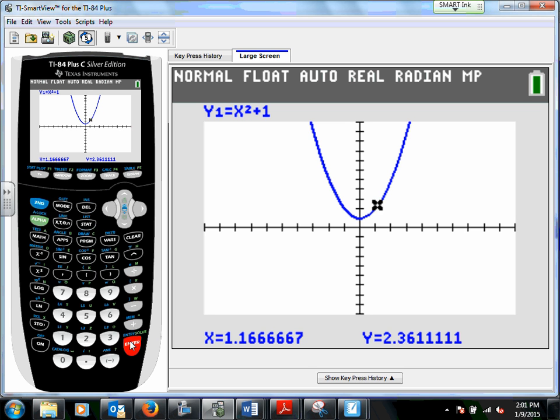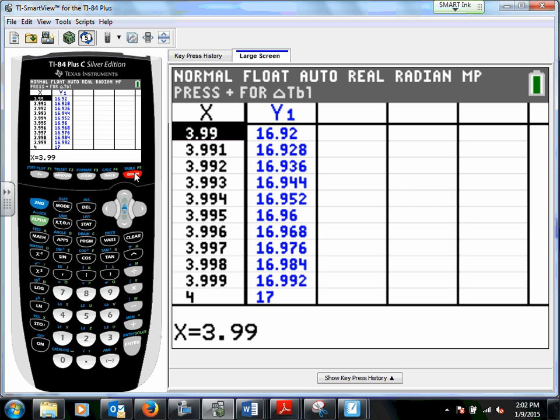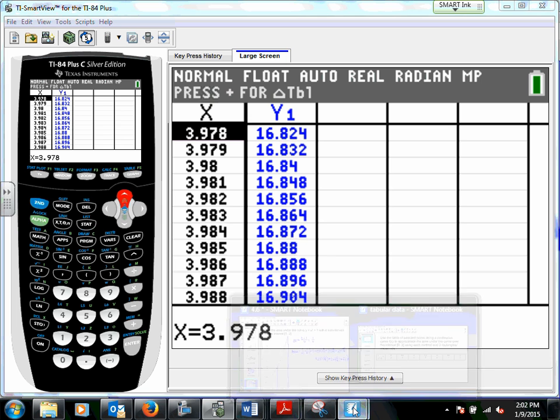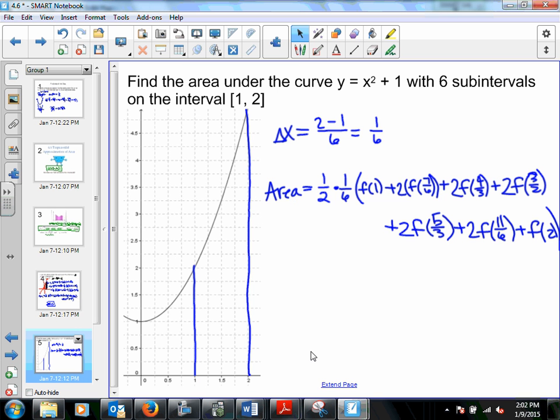Or you can go to table, second graph, and you can set your table in intervals. I wouldn't do this unless you have something really complicated, because you want to be as accurate as possible. I'm not going to use my calculator because x squared plus 1 is pretty easy to think about. But you have that for the future.